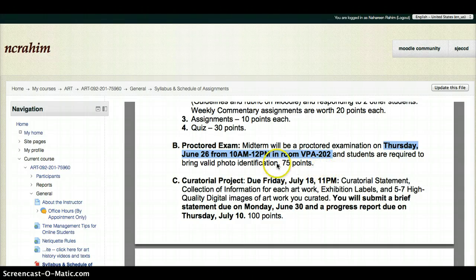You need to bring valid photo identification. If you can't make this time and place, you need to contact me as soon as possible so we can make arrangements for that. So this is a requirement to pass the class.